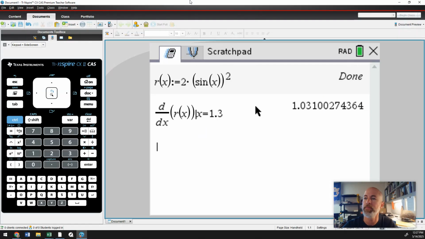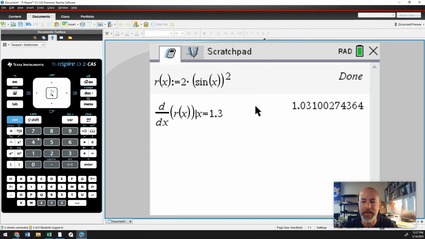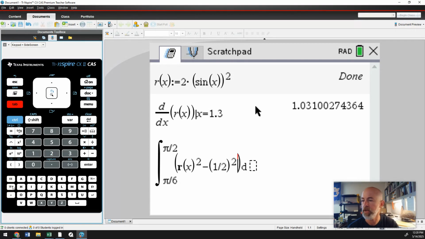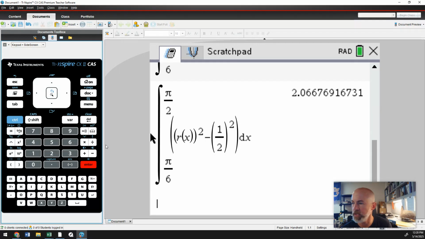So now I'm going to open up my calculator, and the 2 times 1/2 will cancel, so I need to do the antiderivative from pi over 6 to pi over 2 of r of x squared minus 1/2 squared. I think that's 1/4, but what if it's not today? 1/2 squared dx. And I am getting ugly. Please don't write that on your AP exam. I'm going to go decimal. 2.0667 is what I got.